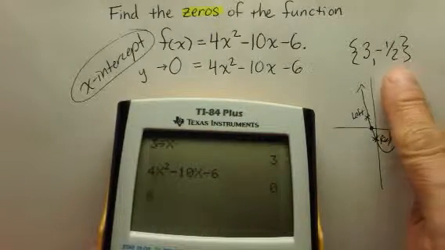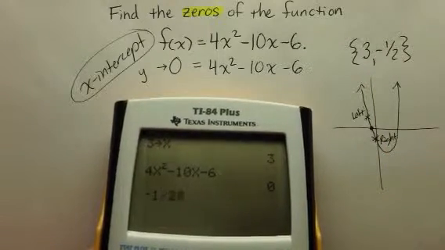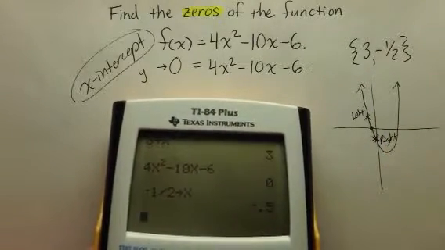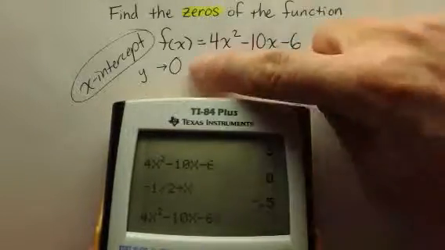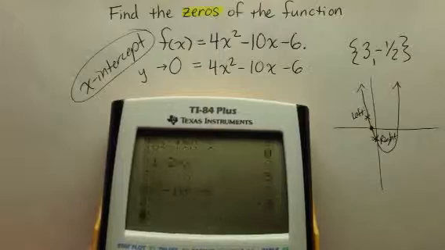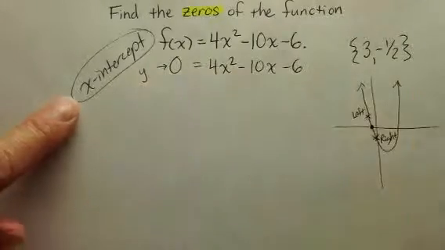I got 0. Now I'm going to do my second zero, -1/2, storing it into x. I'm going to go on top of here and pull that up again, and hopefully I get 0 again. Yep, so those are the correct zeros, or x-intercepts.